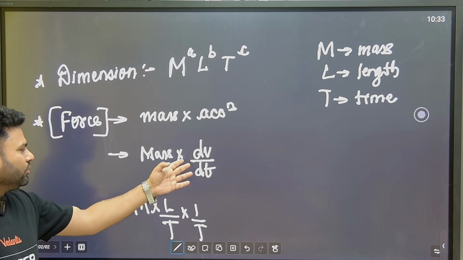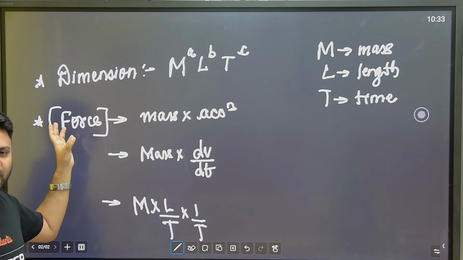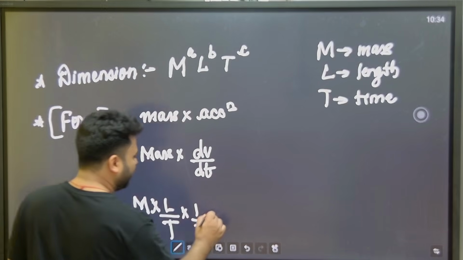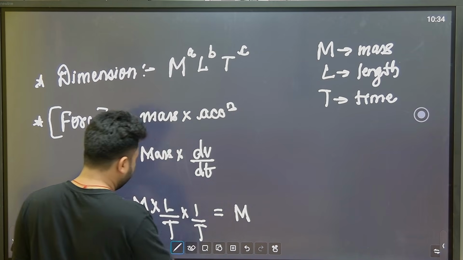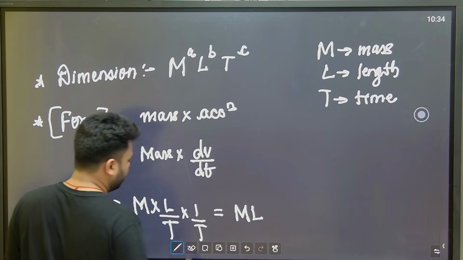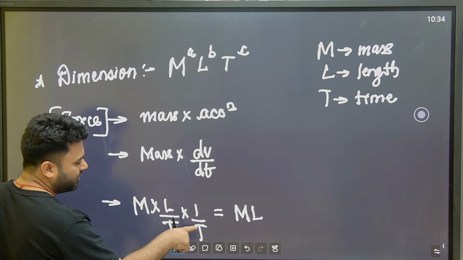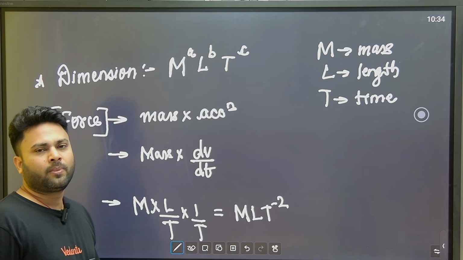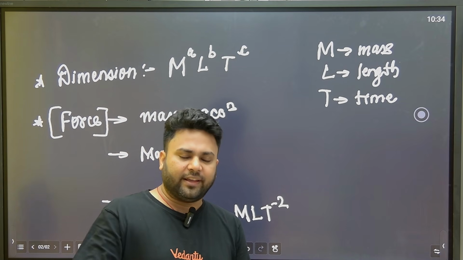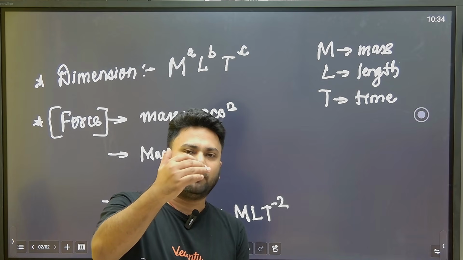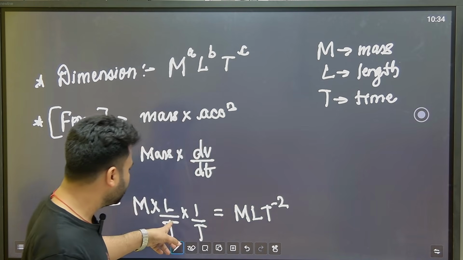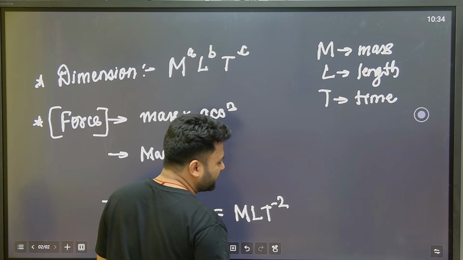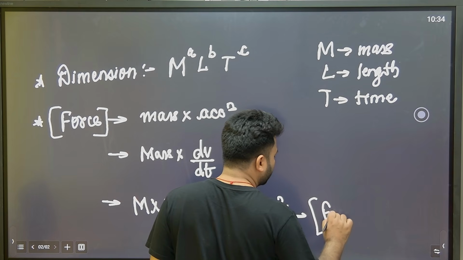So mass into acceleration is the formula for force, and if we write it in dimensions, finally what we get is M to the power 1, L to the power 1, and T square in the denominator. If I put it up, it will be T to the power minus 2. If any power or quantity is shifted from numerator to denominator or denominator to numerator, the power sign gets changed. So this was T square; if I shift it up, it becomes T minus 2. So this is the dimension of force.